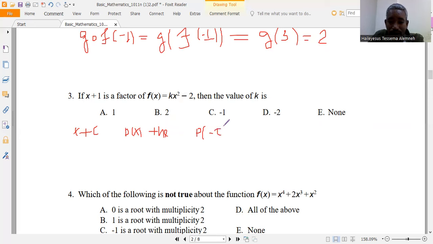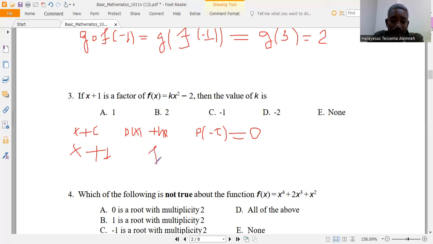P of minus c is equal to 0, since it's a factor of the polynomial function. So clearly, we can say that x plus 1 is a factor of this polynomial function.